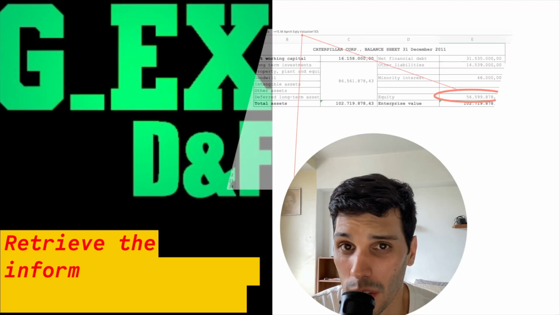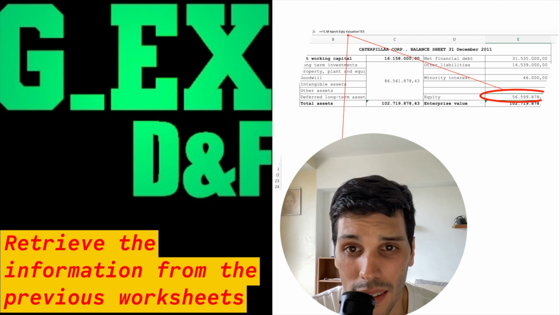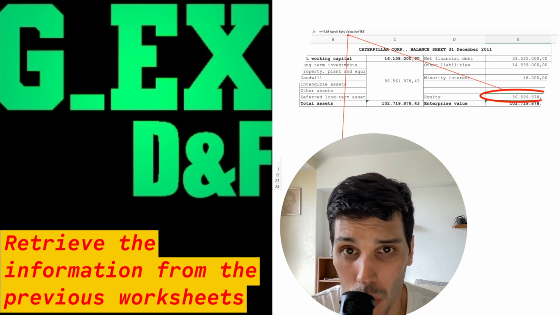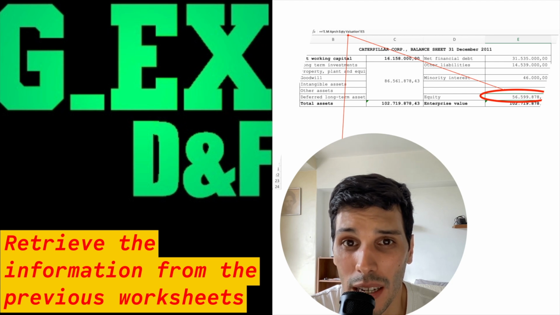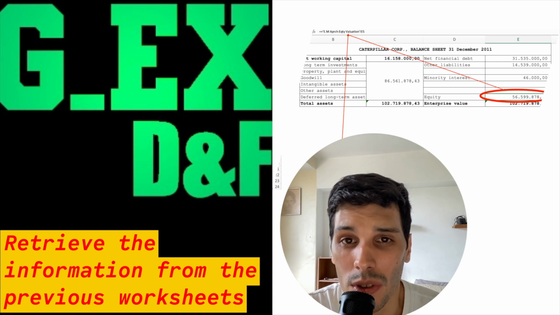Okay, for the further steps, just bring back the information from the previous worksheets by typing the plus key or the equal key into the formula bar.